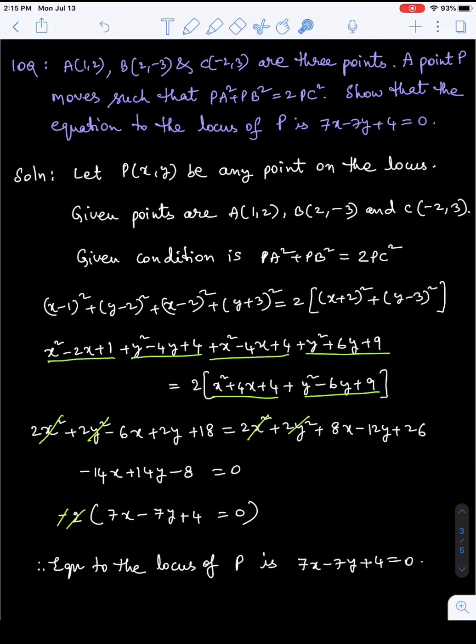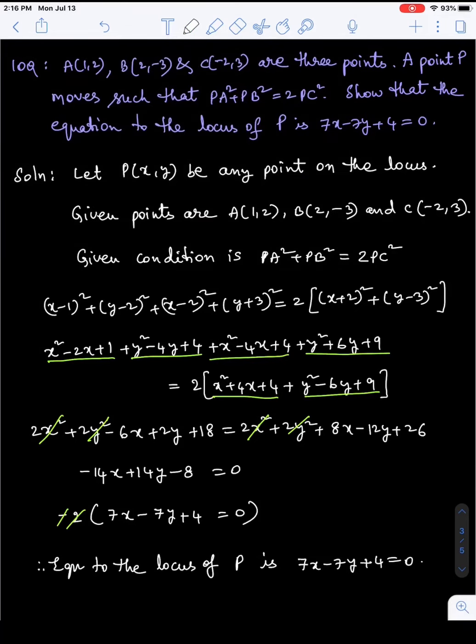So put 0. Afterwards take minus 2 common. After taking minus common, every sign is changed here. It will become plus, it will become minus, it will become plus. There is no minus 0, no? Simply we write 0. And after taking 2 common, here 7 remains because 14 by 2 is 7. 8 by 2 is 4. And this minus 2 is cancelled. So in the question, if you observe, the last line is: equation of locus of P is 7x minus 7y plus 4 is equal to 0. So we have proven it.